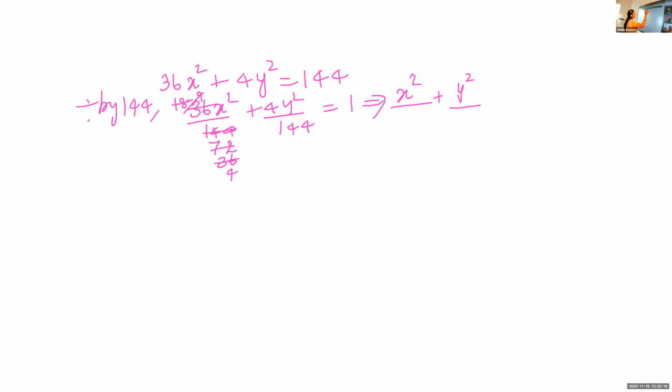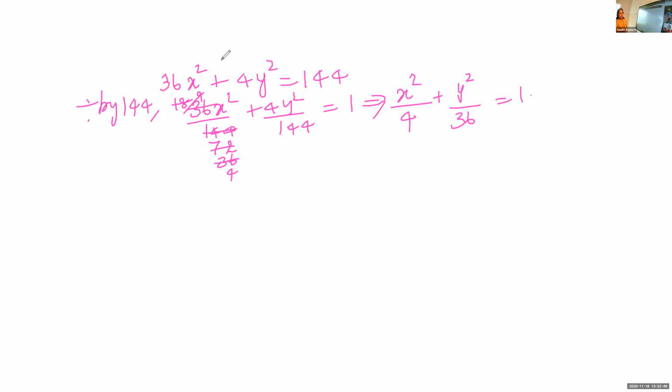X square by 4 plus y square by, on simplifying what will you get? Y square by 36. 36 is equal to 1. So X square by 4 plus y square by 36 is equal to 1.